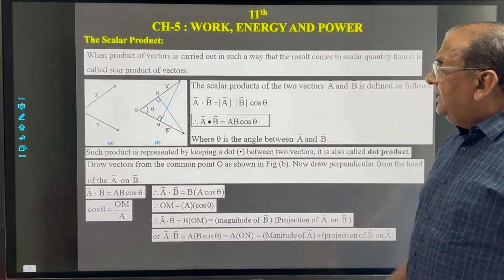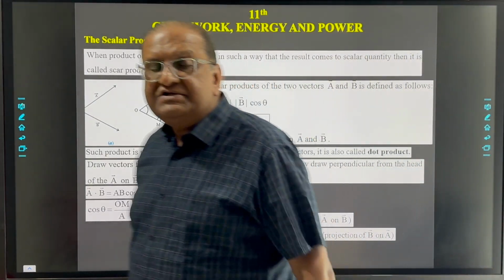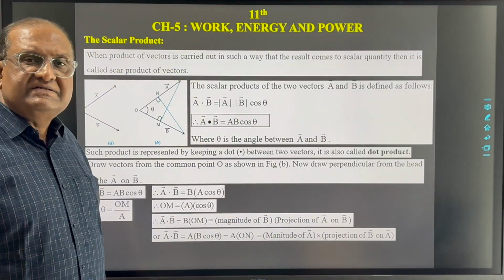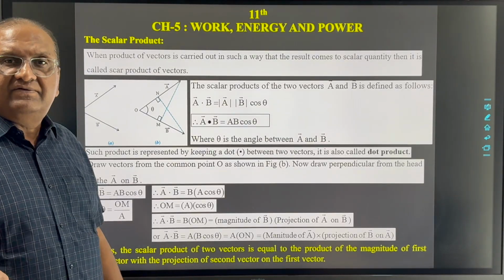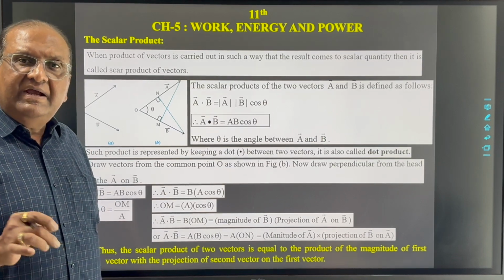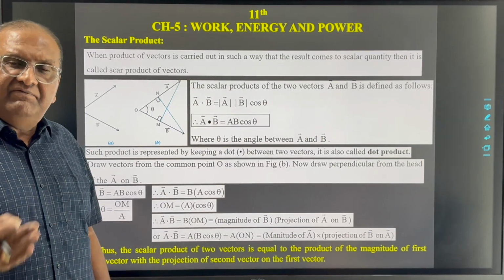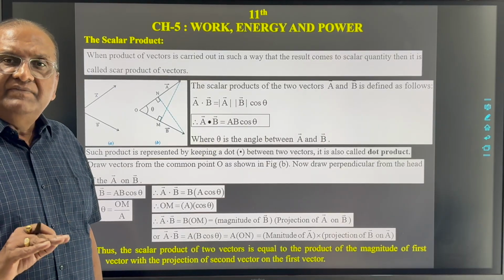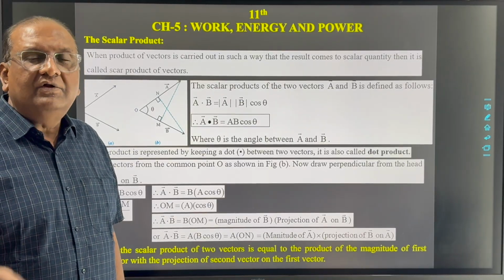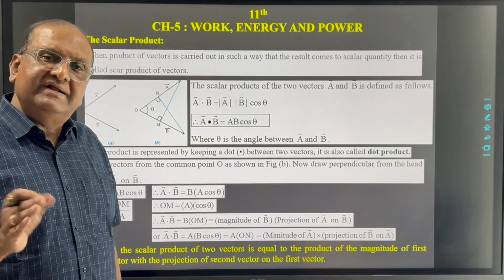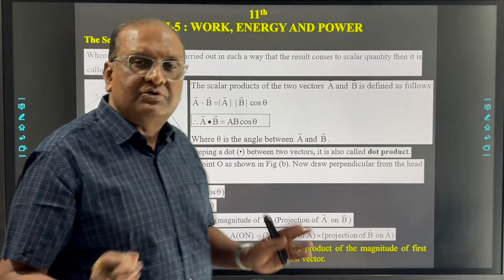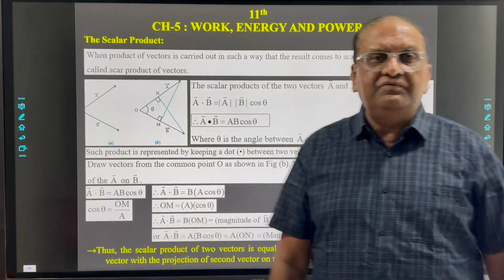So now in a broad sense we can give the definition of the scalar product of two vectors like this. The scalar product of two vectors is the product of the magnitude of the first vector, or any one vector, with the projection of the second vector, or the other vector, on the first vector, or in the direction of the first vector. So this is the scalar product of two vectors. Clear to all of you?